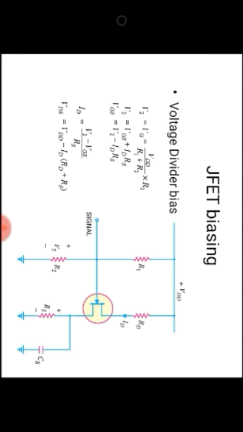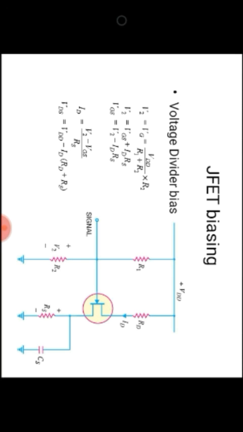The last technique of JFET biasing is voltage divider bias. It is similar to the BJT. On the input side there are two resistors R1 and R2, which create a voltage divider network. Whatever the voltage drop across the resistor R2, it is used as the gate to source voltage. How can we find the voltage drop across resistor R2? By the voltage divider rule.